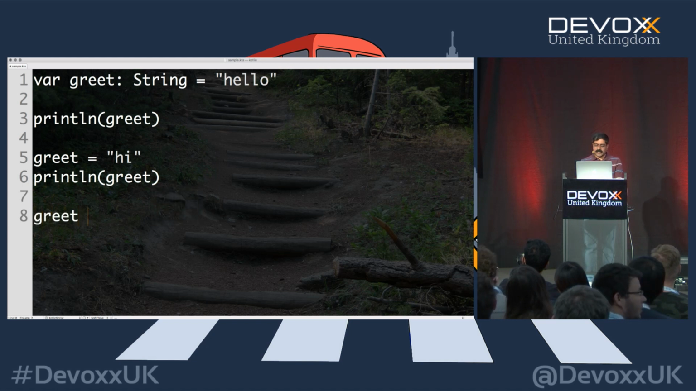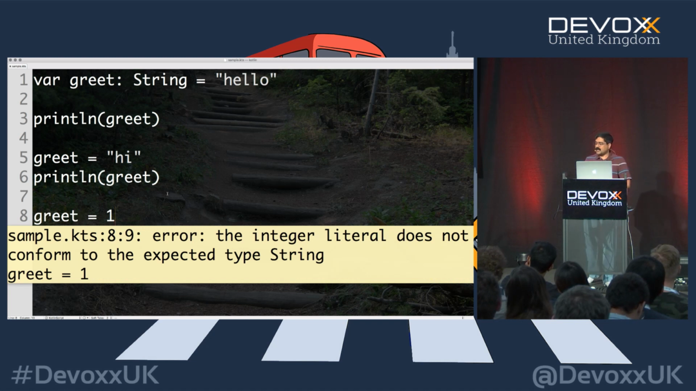However, if I take greet and assign a value of 1, you'll get a compilation error because you're not supposed to really assign a number to what is a string. Again, even though you're running it as a script, it is compiling, it's not partly running the code and failing, so that's a pretty darn good thing.